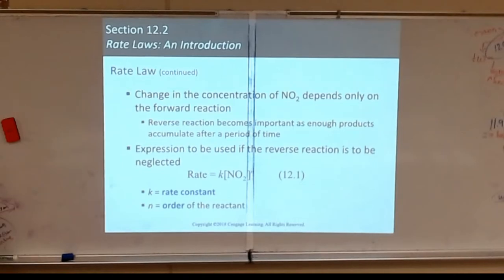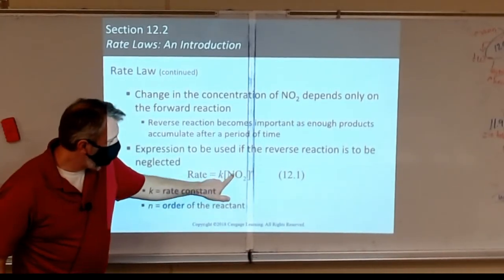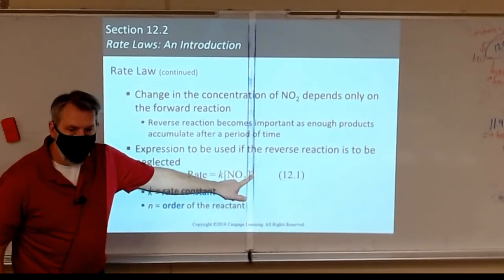The change in the nitrogen dioxide depends only on the forward reaction. When I start, I only have nitrogen dioxide. So initially I have no nitrogen monoxide and oxygen. Okay? And so I'm going to be able to write this equation like this, that the rate of that is k, my constant, times the concentration of nitrogen dioxide to the power of n.